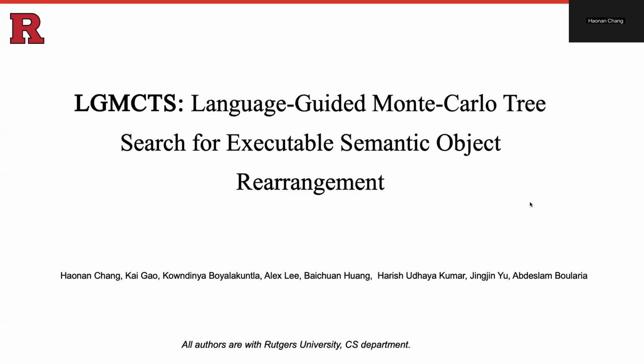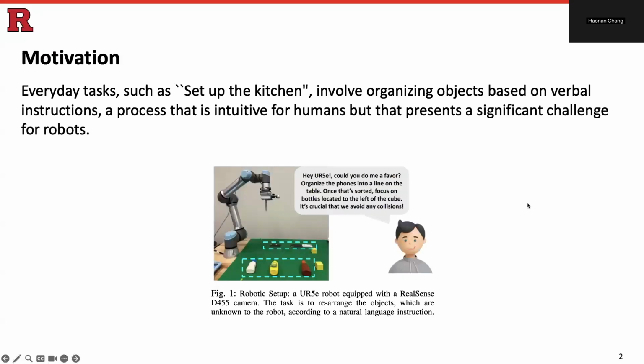LGMCTS, language-guided Monte Carlo tree search for executable semantic object rearrangement. Everyday tasks such as setting up the kitchen involve organizing objects based on verbal instructions, a process that is intuitive for humans, but that presents significant challenges for robots.